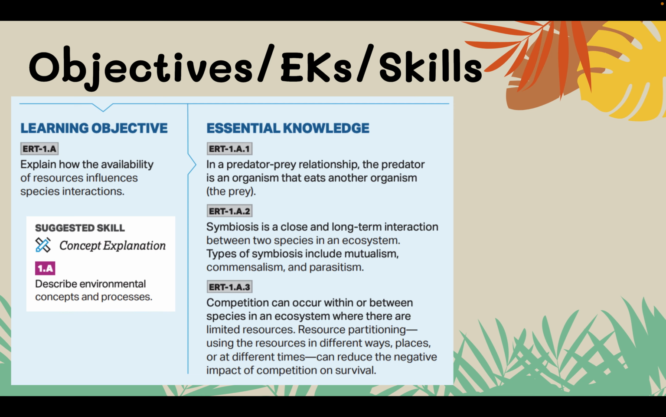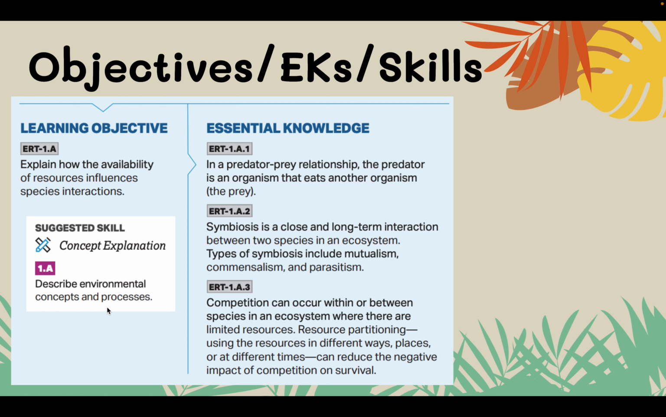One of the things that you will have noticed since you started watching the videos as your homework is that you will see these learning objectives and essential knowledge pieces and suggested skills. If you don't know what these are, basically your learning objective is what you should be able to do at the end of whatever we're talking about. So you should be able to explain how the availability of resources influences, or affects, species interactions. So you should be able to talk about how resources and interactions work together. The skill is being able to describe an environmental concept or process.